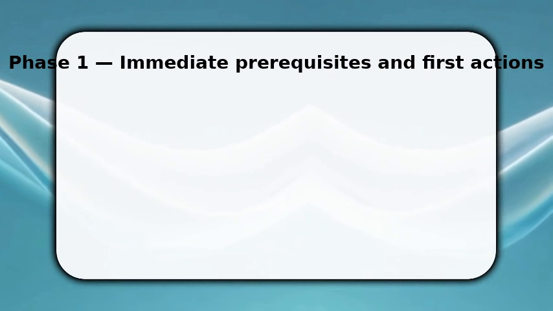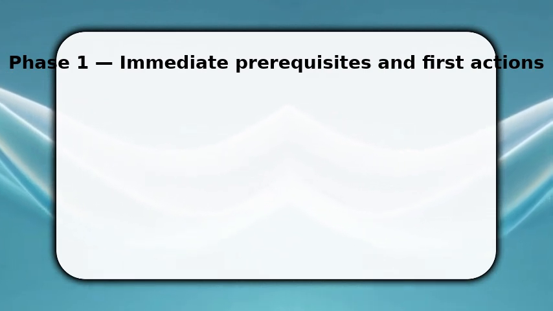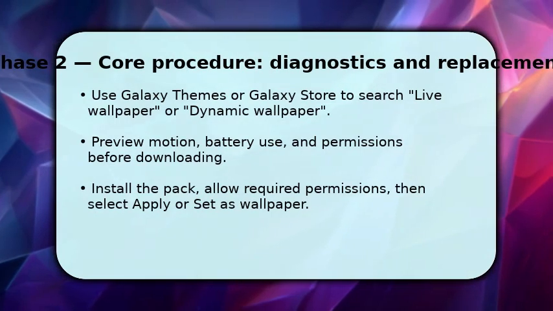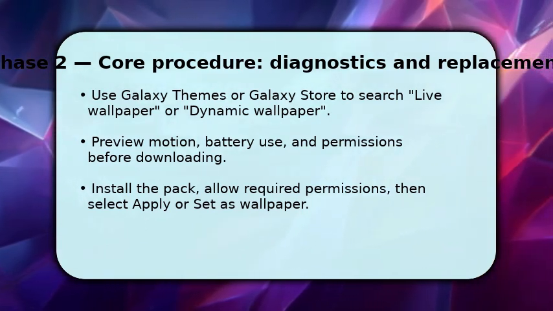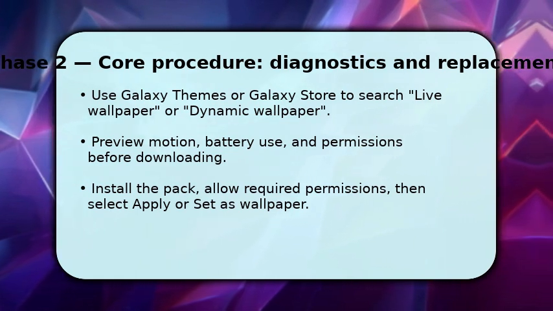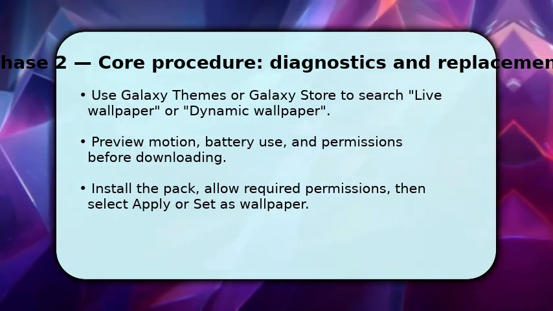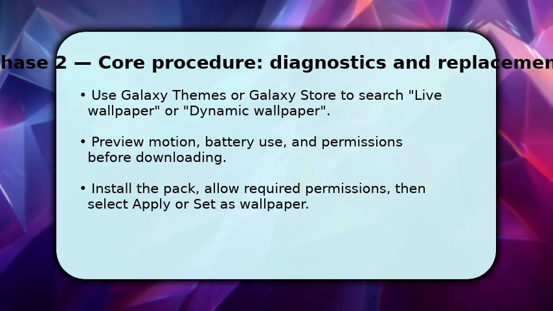You now search Galaxy Themes or the Galaxy Store for live or dynamic wallpapers. Type live wallpaper into the search so you see motion previews. Once you pick one, preview on both home and lock screens to evaluate animation and battery impact. Then tap download or install.